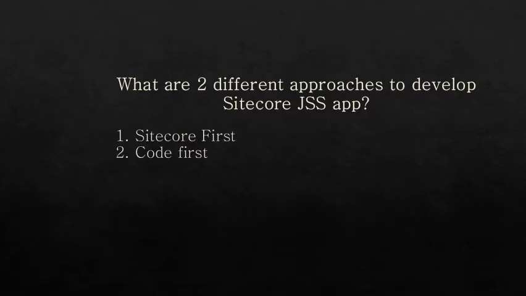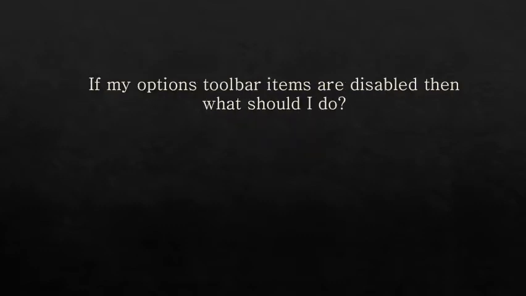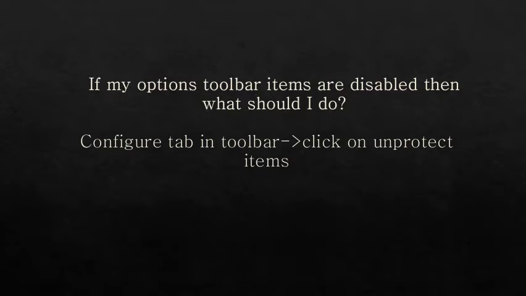Sitecore first, code first. If you change just a React component, then how to deploy that? jss deploy files. If my options toolbar items are disabled, then what should I do? Go to the Configure tab in the toolbar. Click on Unprotect items.